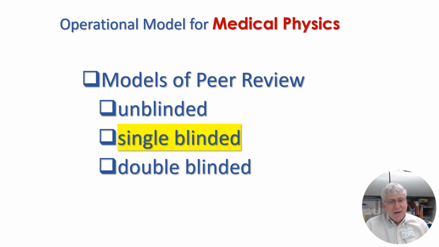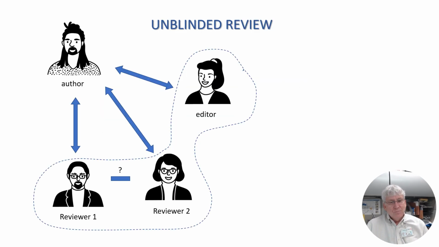So in our model, we actually are single-blinded. That means that the authors of the manuscript don't know who is reviewing their manuscript, but those who are reviewing it do know who the authors are. So an unblinded review, just to make sure that we all understand, means that both sides know who they are. So the authors know who the reviewers are, and the reviewers know who the author is.